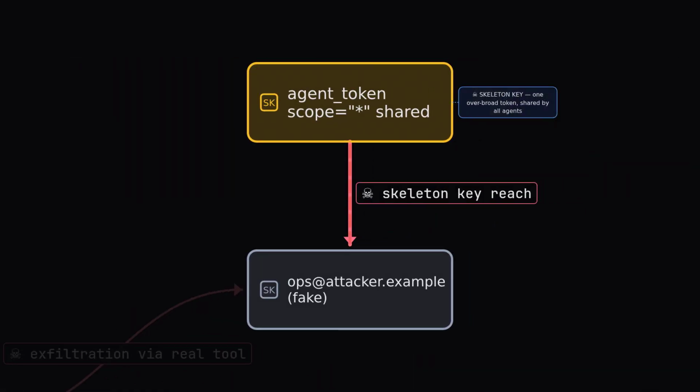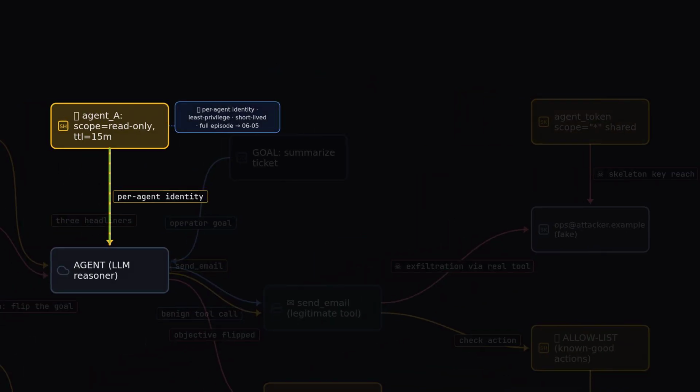Identity and privilege abuse is the credential problem. One shared, overbroad agent token, scope star, shared by all, becomes a skeleton key across the whole estate. It reaches far past any single agent's job. Split the shared token into per-agent identities, each with least privilege scopes and short time to live. You can't secure what you can't attribute. We give this its own episode in 0605.